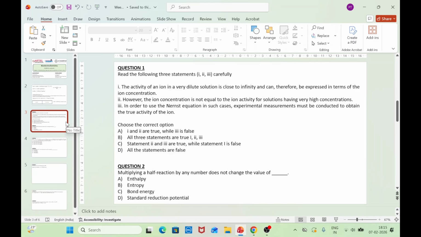It's something that we discussed previously as well. While discussing the Nernst equation, we saw under what conditions the activity of the ion is going to be close to unity or close to infinity, and at what particular concentrations you cannot take ion concentration as equal to the activity of the ions in the solution. Any answers?